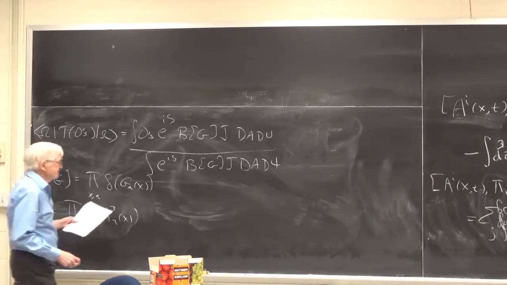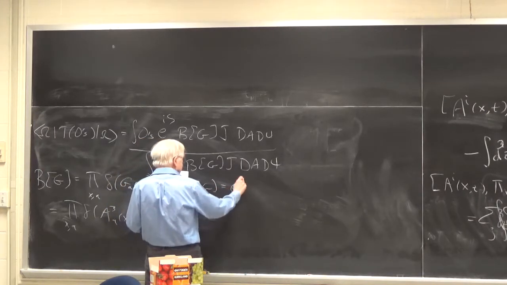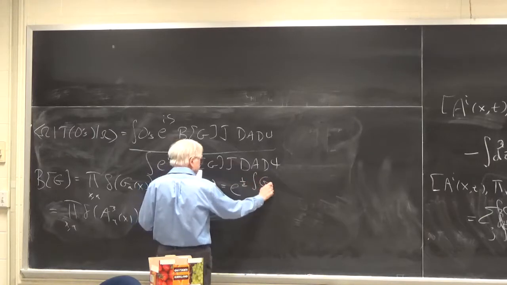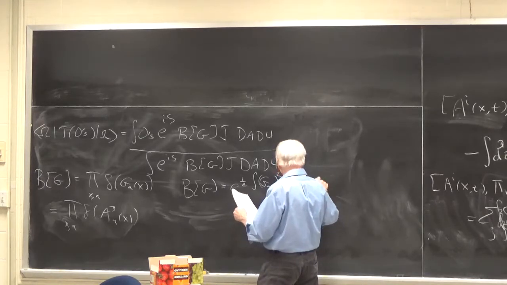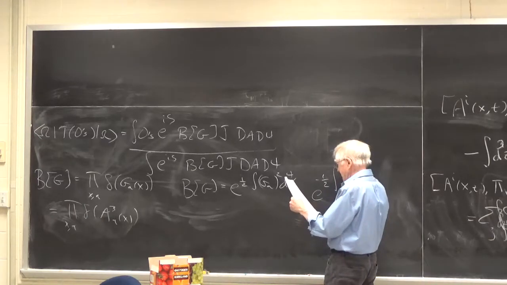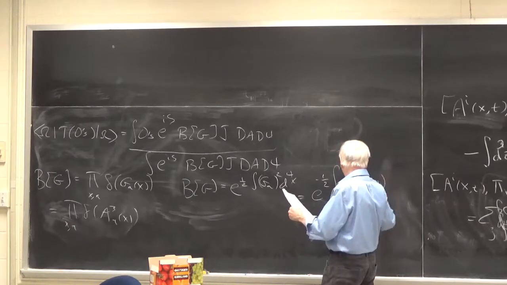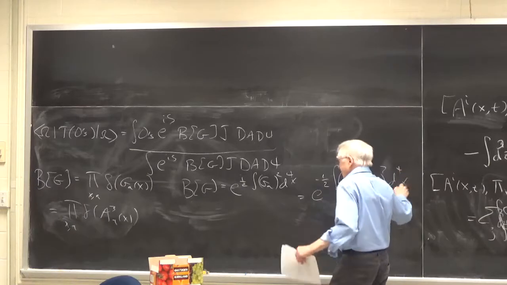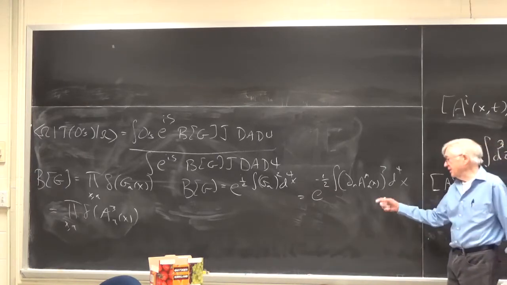Another possibility is B of G could be e to the i over 2 integral of G(A) squared d⁴x, for example, if we're using the gauge fixing term that was Lorentz invariant, ∂_μ A^{Aμ}(x) squared d⁴x. So in other words, the axial gauge, although it's nicer than the Coulomb gauge, it's still not as nice as a Lorentz invariant gauge.